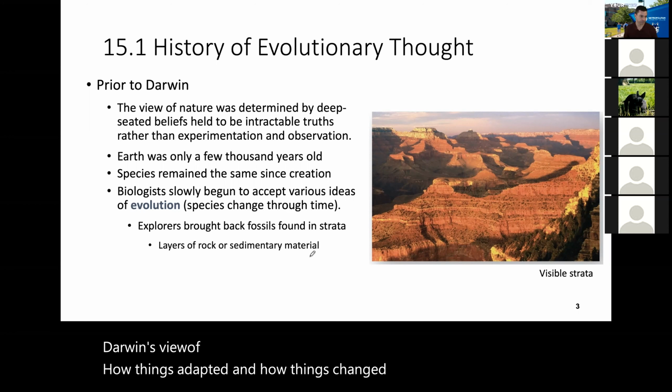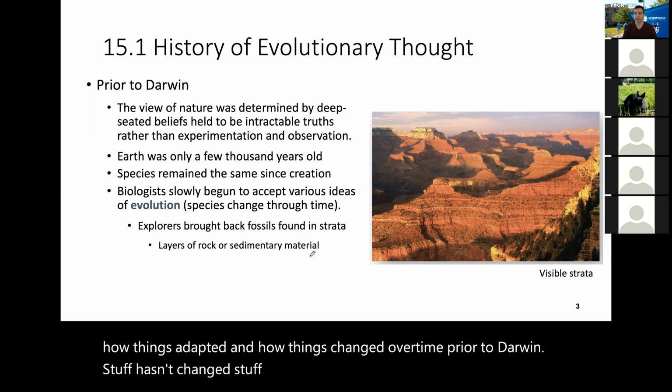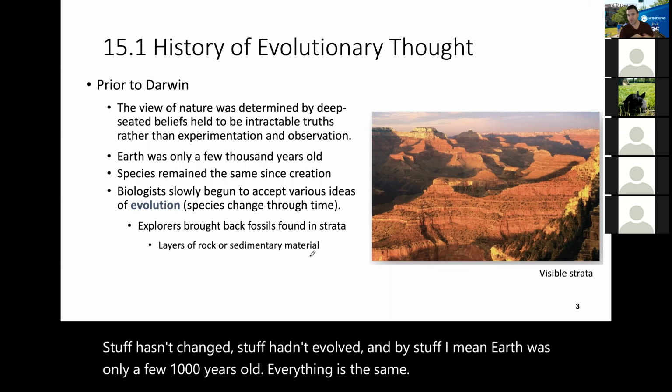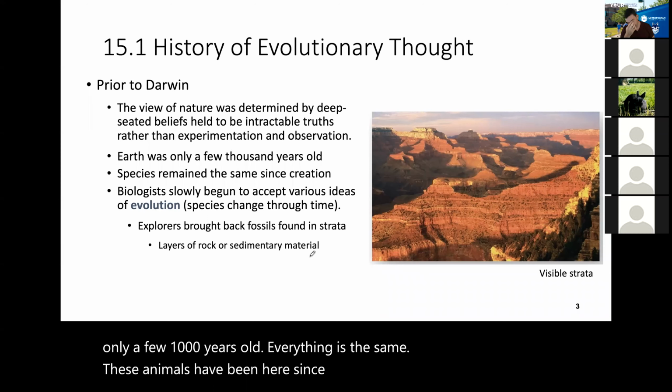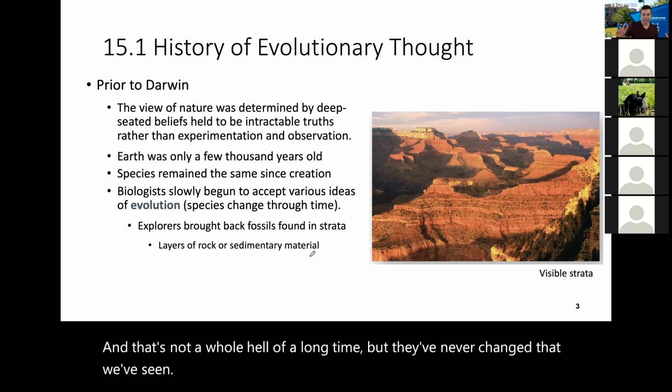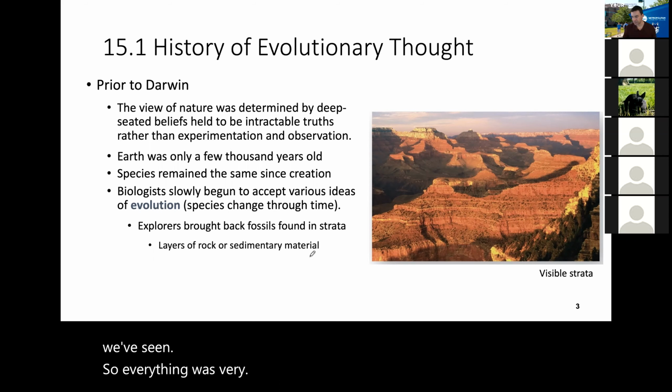Prior to Darwin, stuff hadn't changed, stuff hadn't evolved, and by stuff, I mean Earth was only a few thousand years old. Everything is the same. These animals have been here since our recorded history. And that's not a whole hell of a long time. But they've never changed that we've seen. So everything was very stagnant, fixed. This concept of change was not something that could be easily seen.